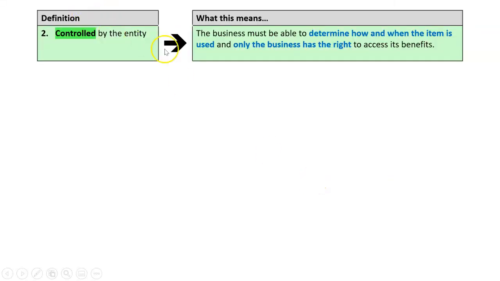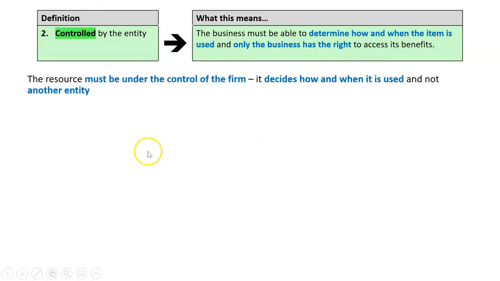What about this second part? It's got to be controlled by the entity. Only the business can decide how the item is used and has the right to access its benefits. So it's got to be under our control.